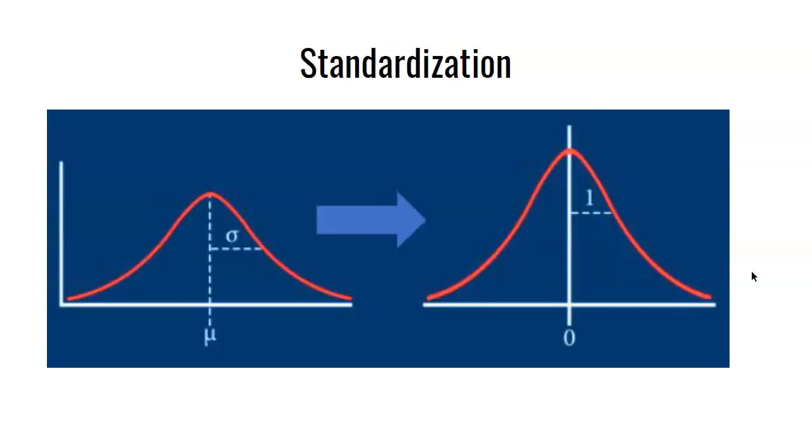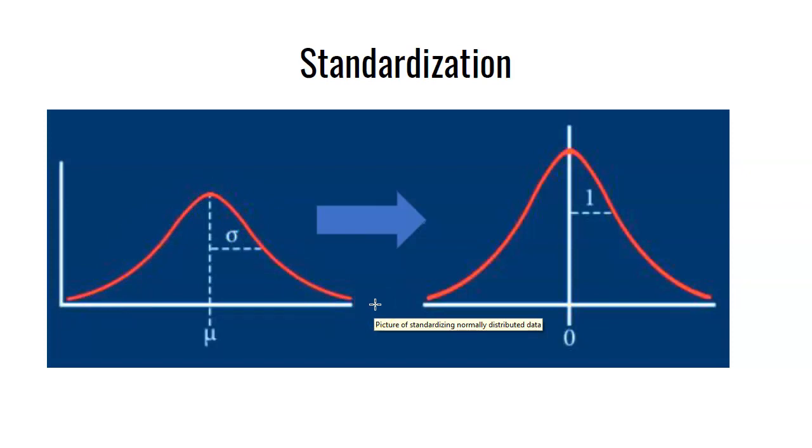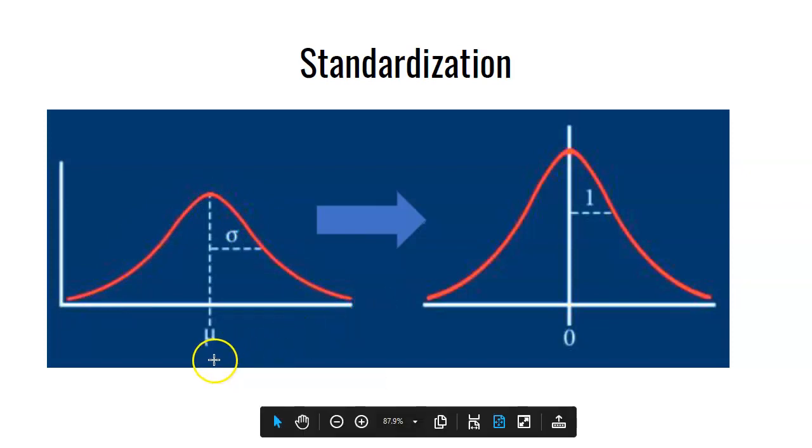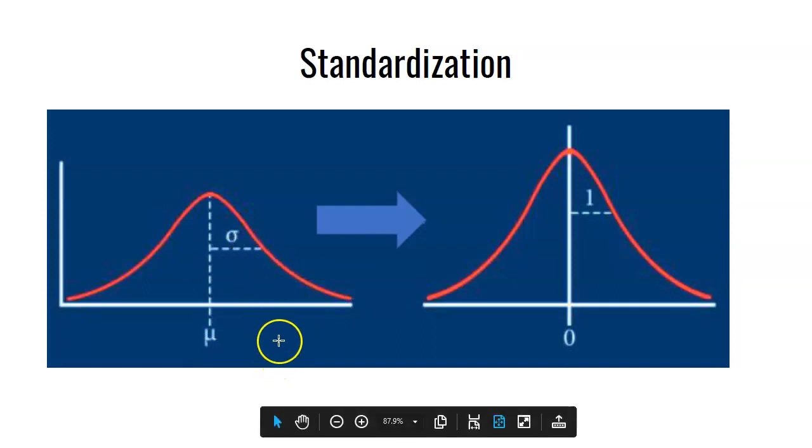So first, let me just show you what this does. You can have any normally distributed data. This could be SAT scores, it could be heights, it could be weights. We're going to have whatever our mean is, we call it mu, and whatever our standard deviation is, this is sigma. This process of finding the z-score basically turns this distribution into a distribution where the mean is 0 and the standard deviation is 1. Again, what this allows us to do is compare across different distributions.